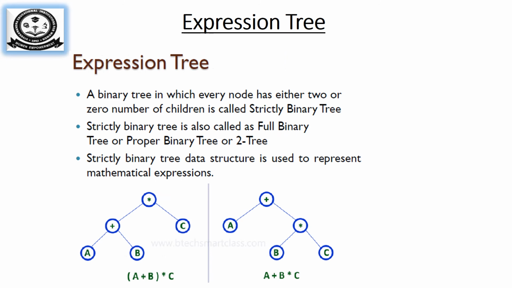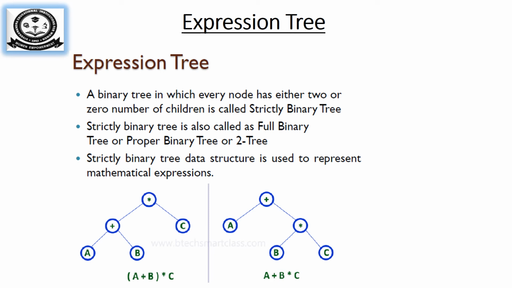So we'll see the expression tree. An expression tree is an application of a binary tree. An expression tree is a strict binary tree. So what is a strict binary tree? Every node should have either 2 children or 0 children. Then it is called a strict binary tree or full tree.